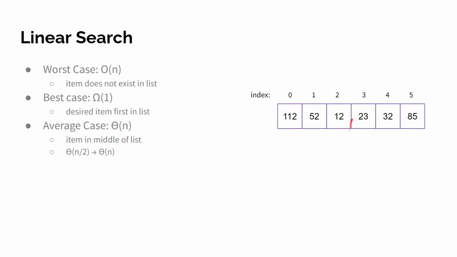Again, imagine average case, you're going to have like a 23 or a 12. And so you're going to look for that. And it's going to take half the time technically. But because we're looking at this notation, we'll say theta of n.